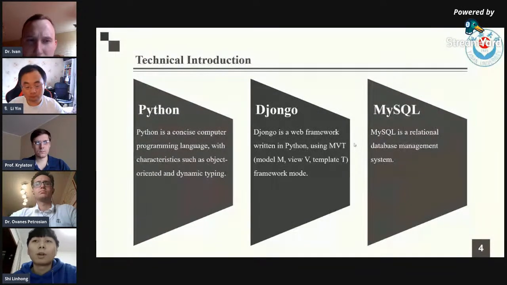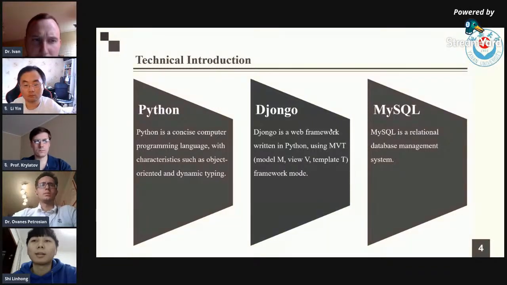I use Django as the web framework. Django is an open source web application framework written in Python using the MVT framework model. The M of the MVT framework represents the model, which is responsible for interacting with the database. The T of the MVT framework represents the template, which is responsible for presenting the content in the browser. The V of MVT is the view, obtaining data and returning results.